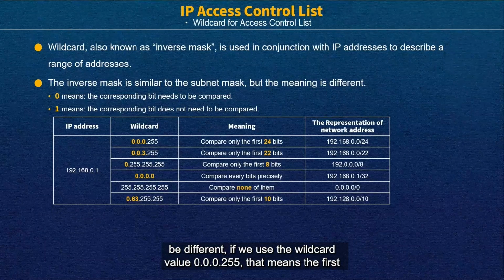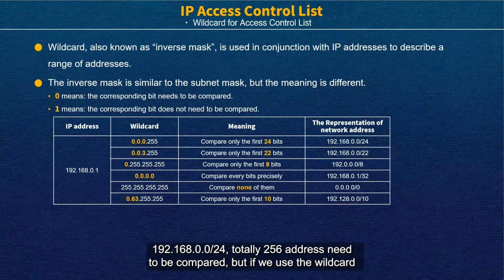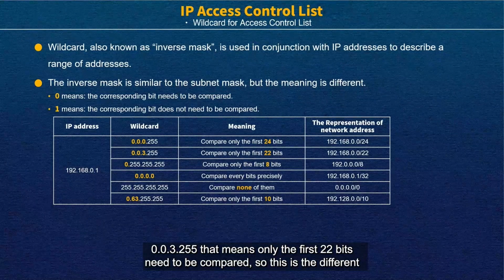If we use the wildcard value 0.0.0.255, that means the first 24 bits must be compared and must be the same. So the representation of the network address is 192.168.0.0/24. Totally 256 addresses need to be compared. But if we use the wildcard 0.0.3.255, that means only the first 22 bits need to be compared. So this is a different meaning.